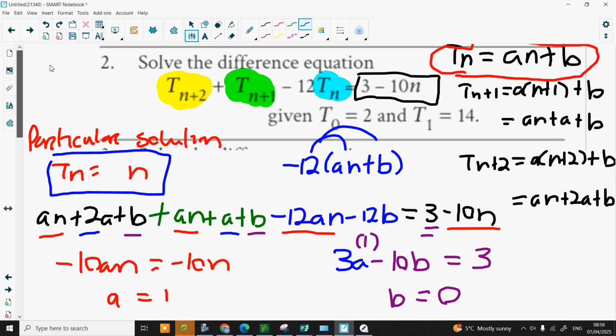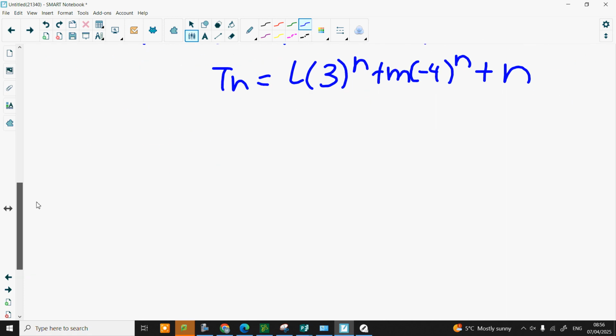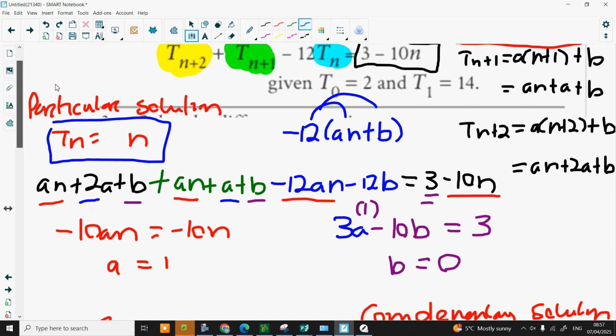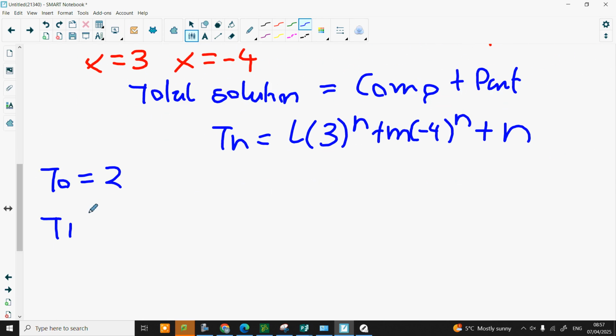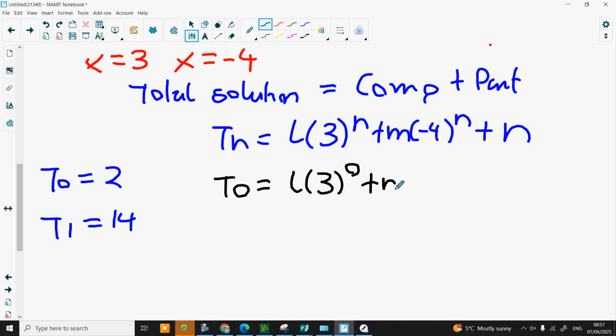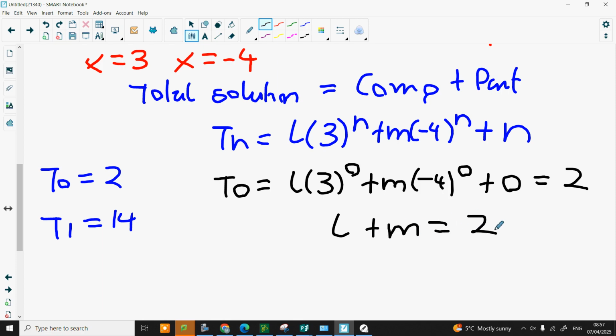Okay. Now, you go back to the top of the board and you go T0 is 2, T1 equals 14, and now I'm going to have to insert it in and work it out. I'll start with T0. That n value will be 0 as well, won't it? That equals 2. So I should get L plus M equals 2.